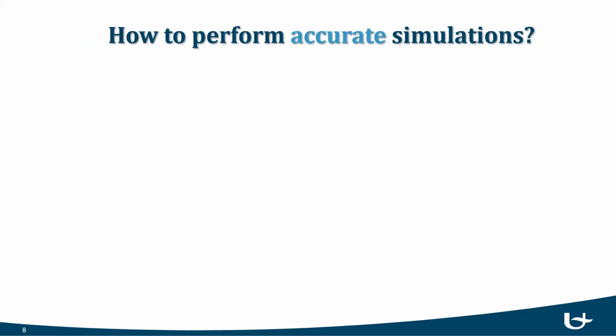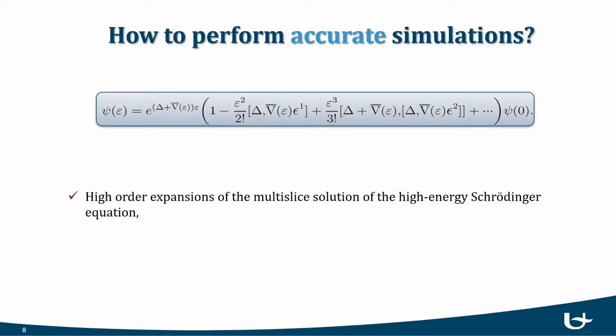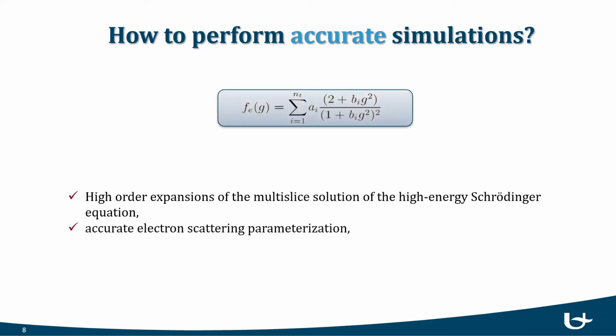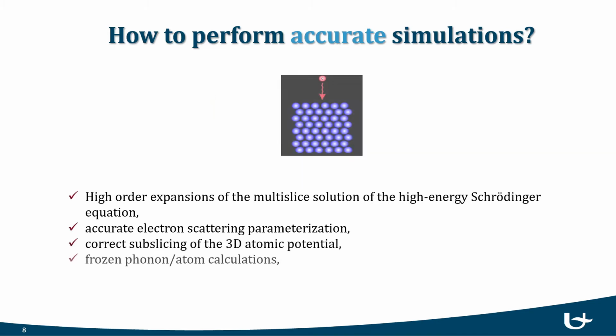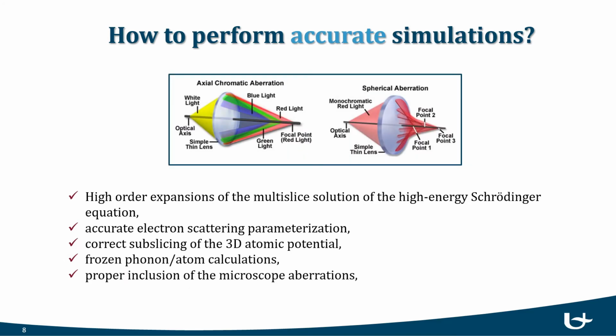If we want to perform accurate simulation, then we have to use high order expansion of the multislice solution of the paraxial approximation of the Schrödinger equation, accurate electron scattering parametrizations, correct slicing of the three-dimensional atomic potential, frozen phonon, frozen atom calculation, and proper inclusion of the microscope's aberrations.